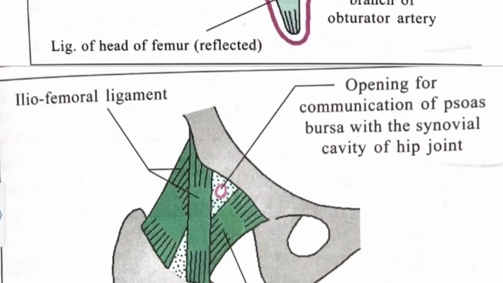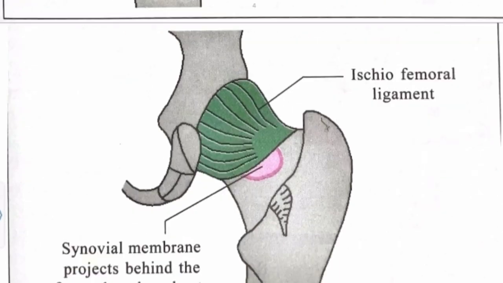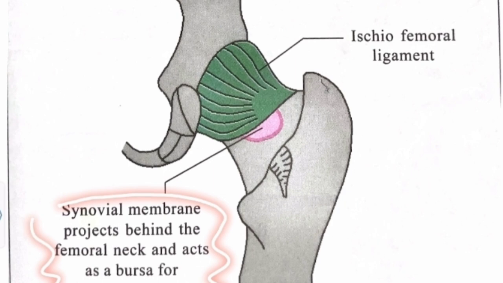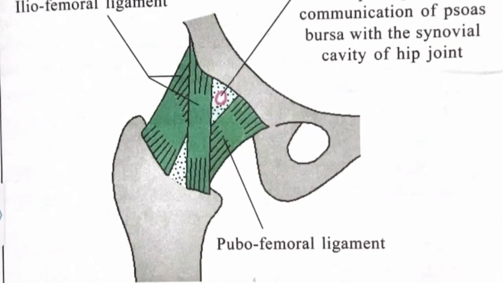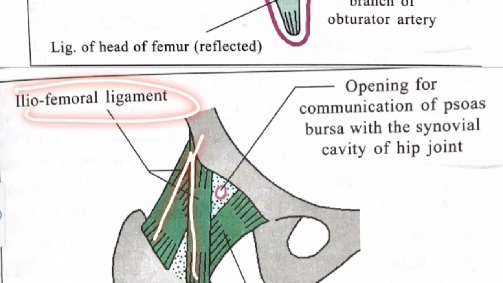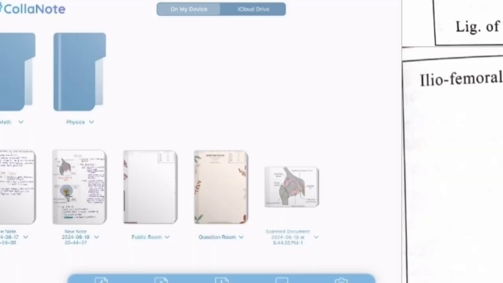Let's have a look at the photo once again. This photo, I'm just going to bring it in for you a little bit later, not right now. Here you can see the ischiofemoral ligament over here, and I have the synovial membrane. The pubofemoral ligament is also shown in this diagram, and finally we have the iliofemoral ligament, which is usually represented as this. It's like a Y-shaped structure. You can see it goes like this. Okay, so let's go back to the main document.